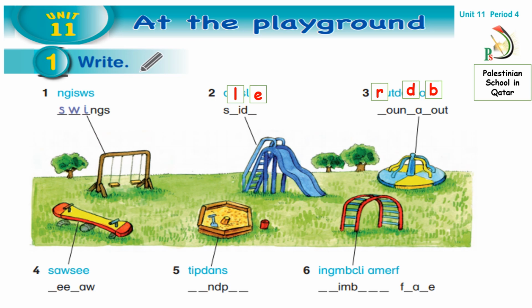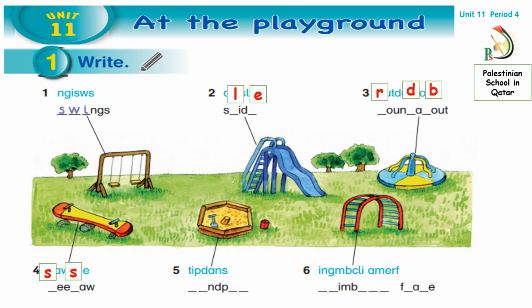Now look at picture number four. What can you see? What is it? The seesaw. Great. Can you write the missing letters with me? Excellent. S, E, E, then S, A, W. How do you spell seesaw? S, E, E, S, A, W. Excellent.